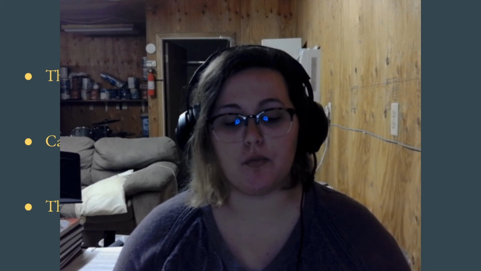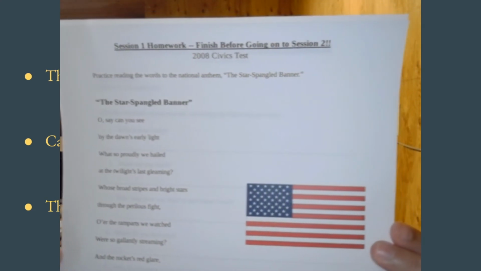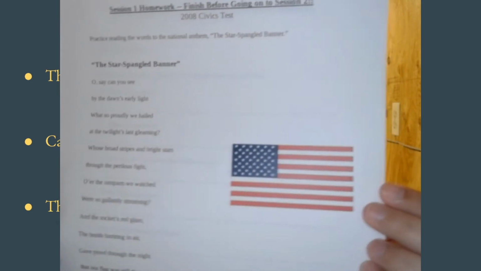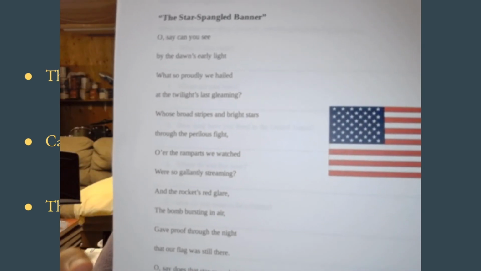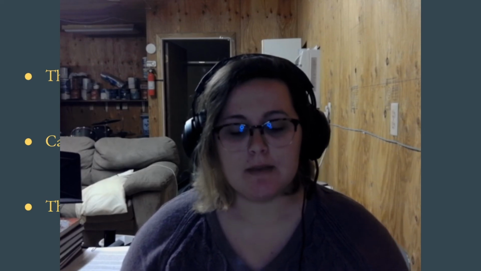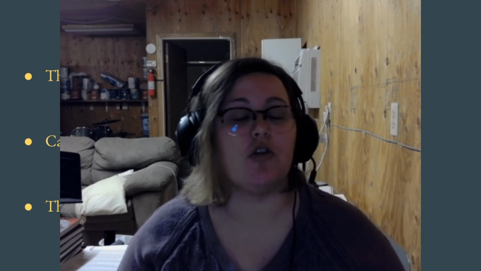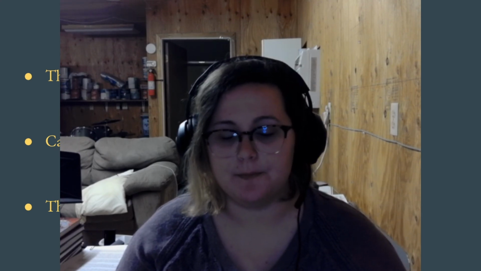I also have a reading practice for you, and that's this page. I want you to practice reading the words to the national anthem, which is the Star-Spangled Banner. Here we have the words to the national anthem. I want you to practice reading that and make sure you read it out loud, because when you do the reading section in the citizenship interview, you will have to read out loud. So I want you to get practice with that.